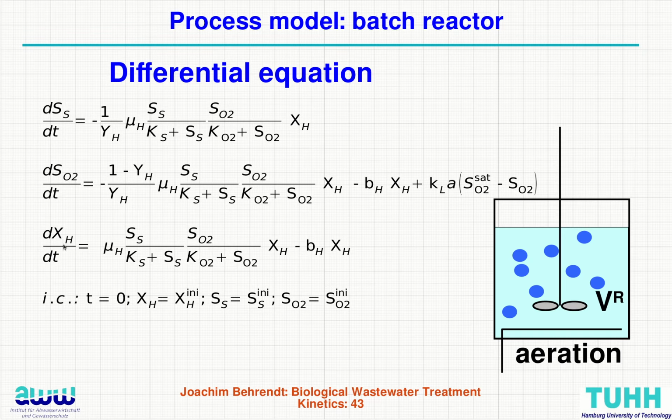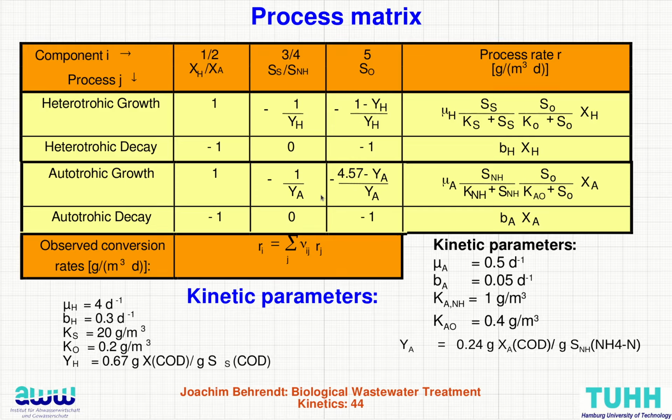And if you have a system of differential equations like this, to solve it we normally need initial conditions. For t equals 0 we have initial concentrations of all these components. These models are normally presented in so-called process matrices, where the components are in the columns and the processes in the rows.